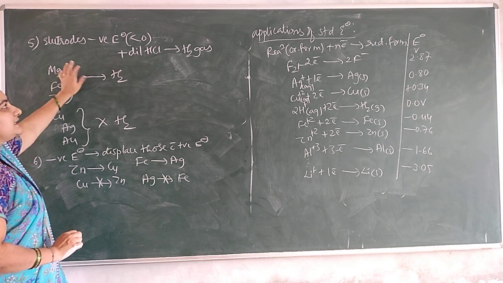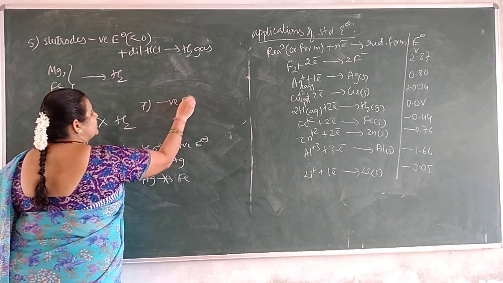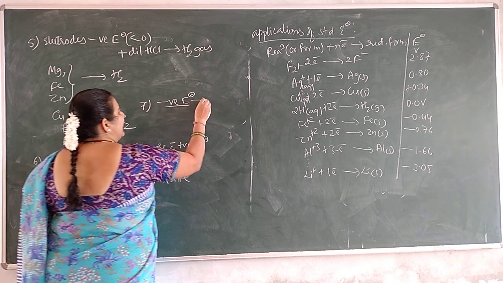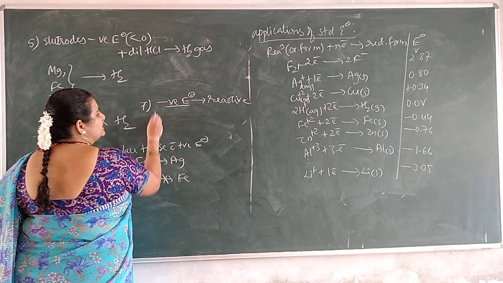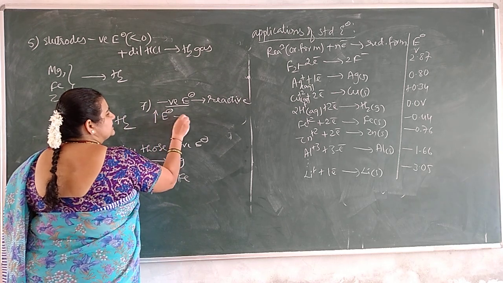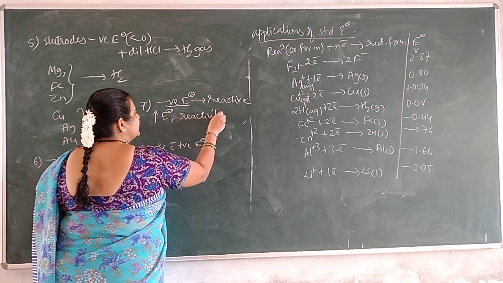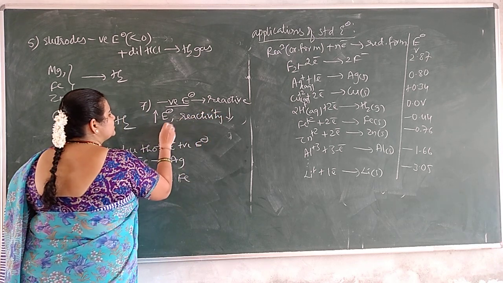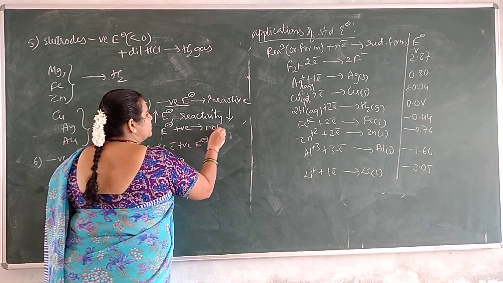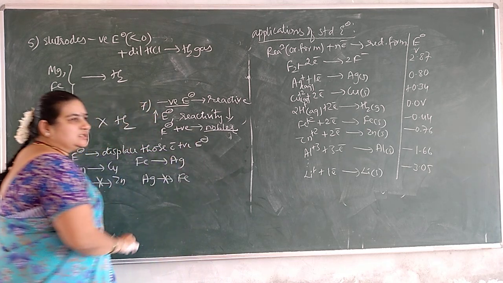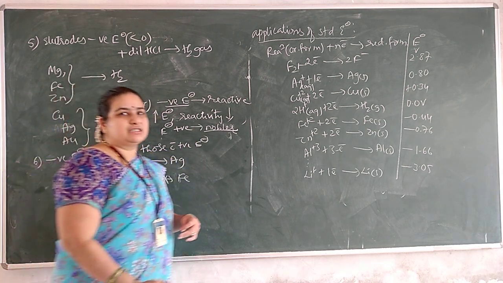And the metals with negative electrode potentials are highly reactive in nature. As the electrode potential increases, reactivity goes on decreasing, so metals with positive electrode potentials are nobler in nature. These are the important applications of electrode potential.